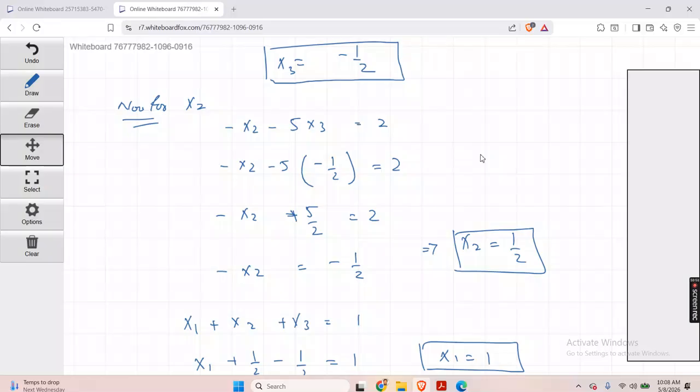Also for the inverse, we studied two types of inverse. One is identity matrix solving and the other one was the determinant method. So for every question, the method will be specified. So you have to do that method only which is asked in the question.